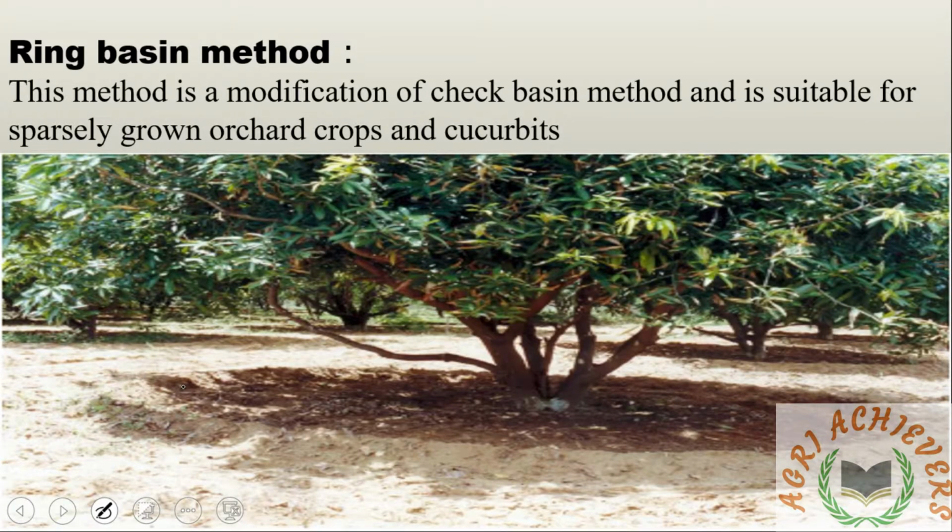Ring basin method. This method is a modification of the check basin method and is suitable for sparsely growing orchard crops and cucurbits. Here we observe this is the ring, and in this the irrigation is given to the plants. This is called the ring basin method.